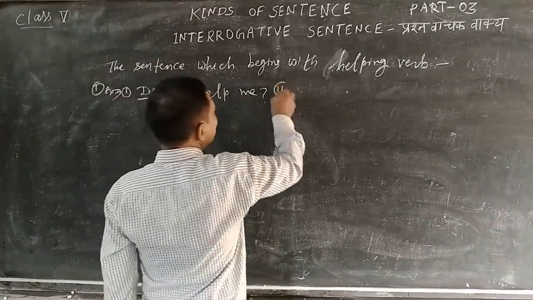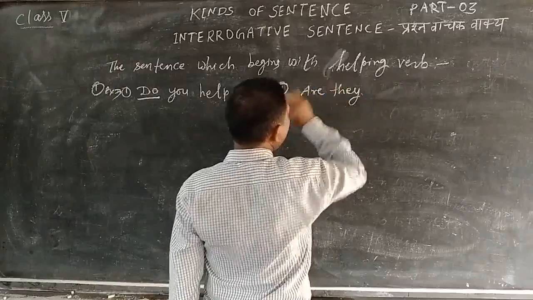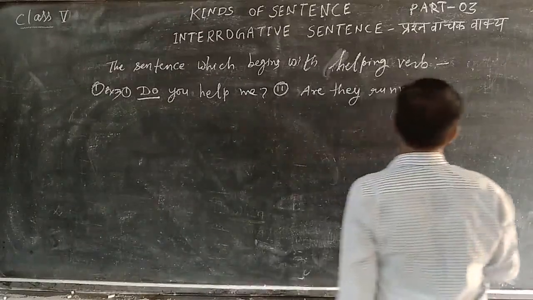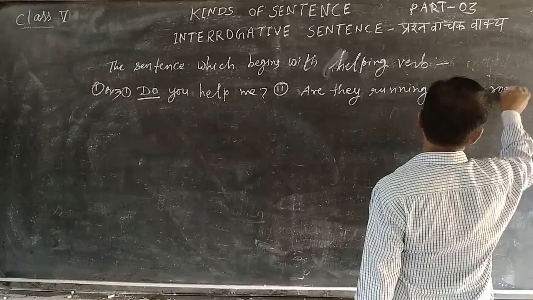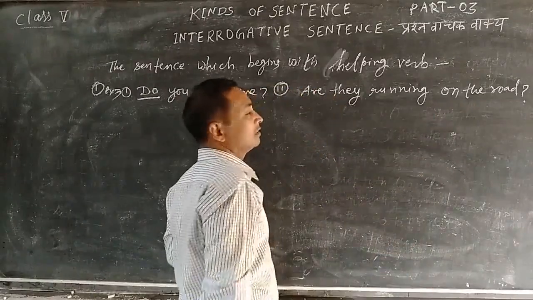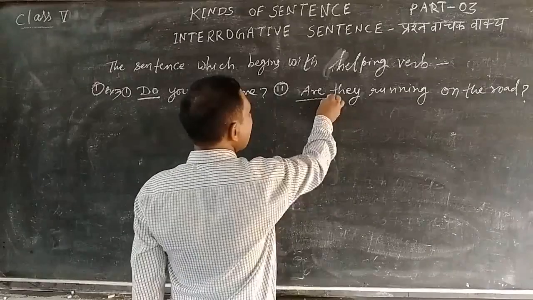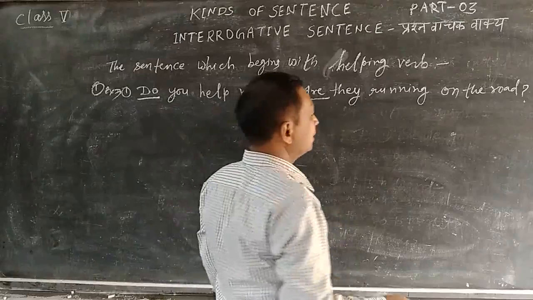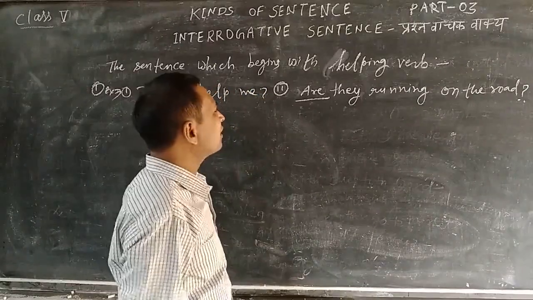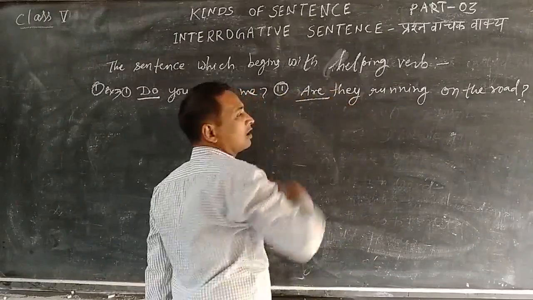Second example. Are they running on the road? This sentence also begins with helping verb are and ends with a question mark. It is asking a question. Are they running on the road?